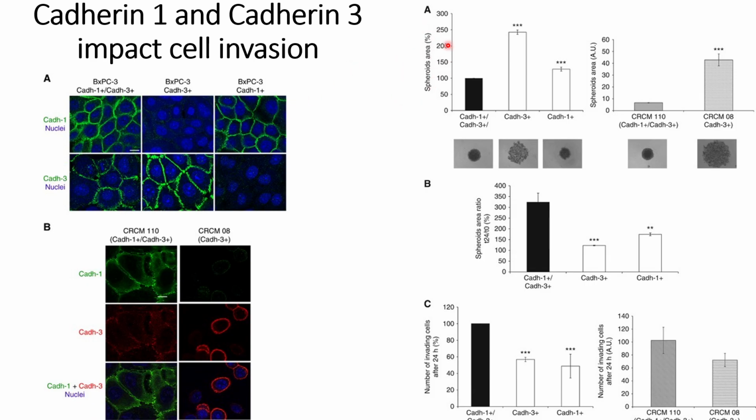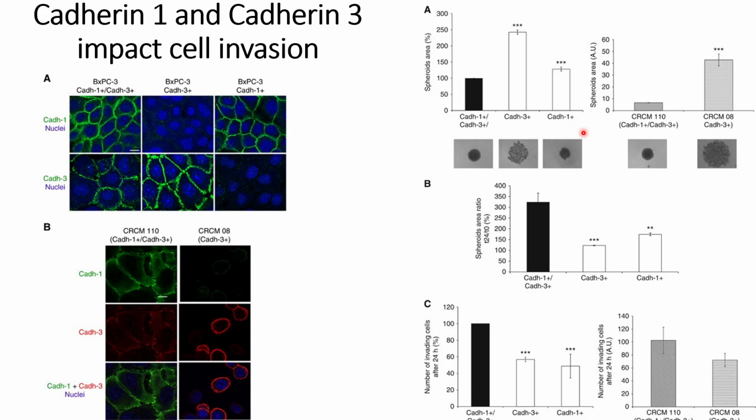First they check spheroid formation, or how compactly these cell lines are able to form spheroids. That shows the impact of Cadherin-1 and Cadherin-3 on cell-cell adhesion. When they checked the BXPC3 cell lines that have both Cadherin-1 and Cadherin-3, they got compact spheroid formation. But in the absence of Cadherin-1, they do not get compact spheroid formation. And in the condition where Cadherin-3 is knocked down, they also get complete spheroid formation.